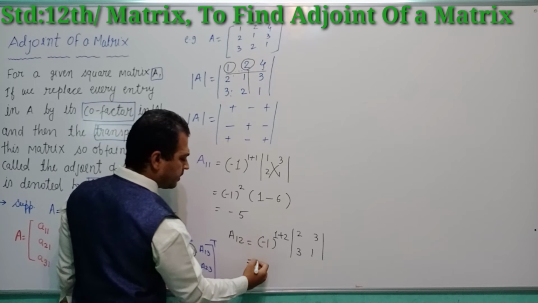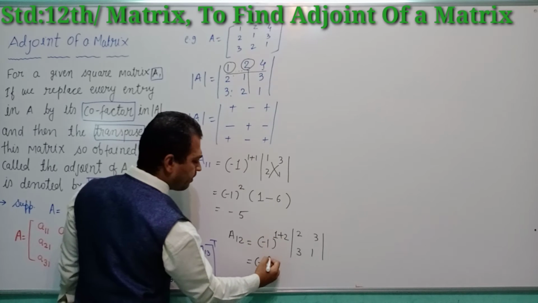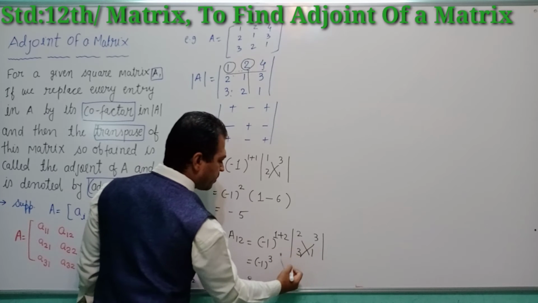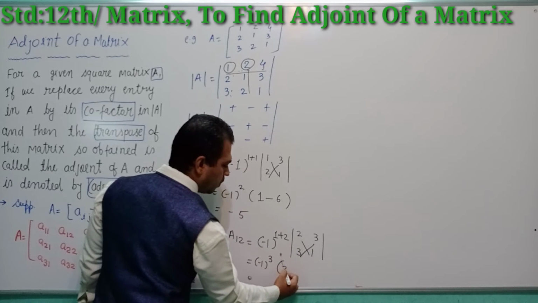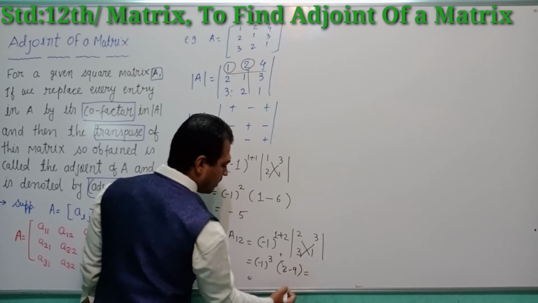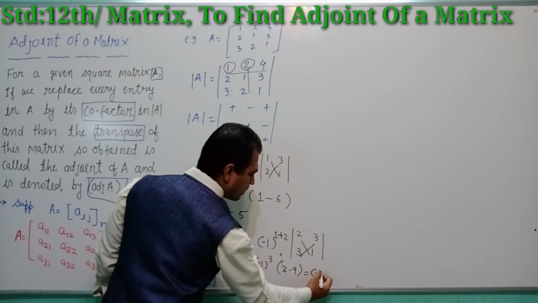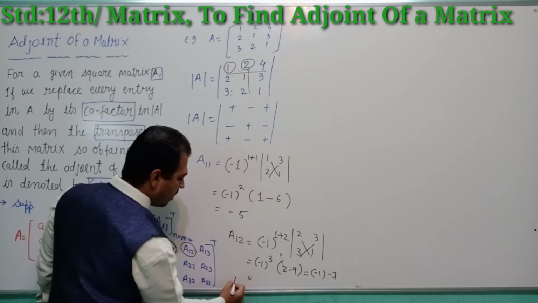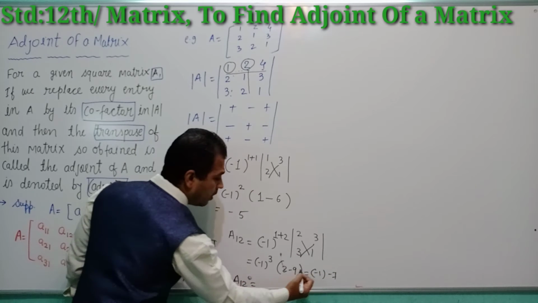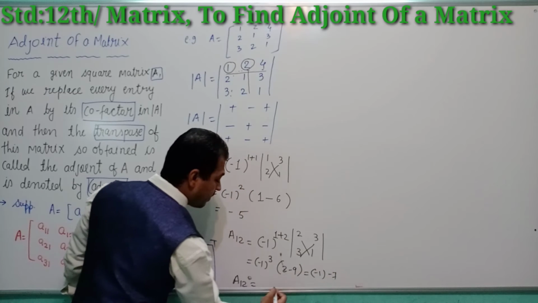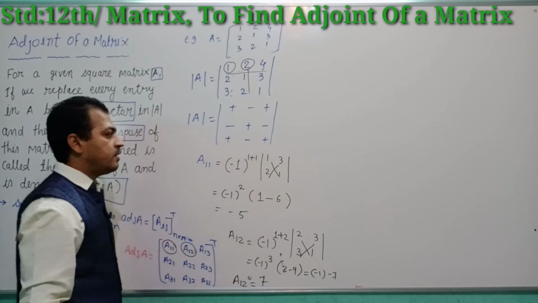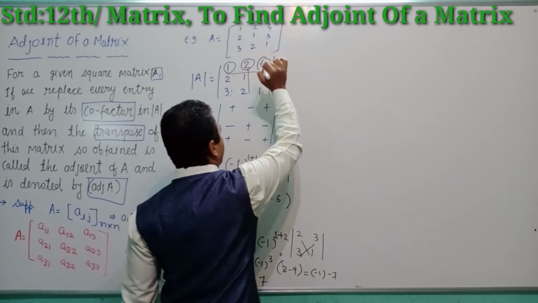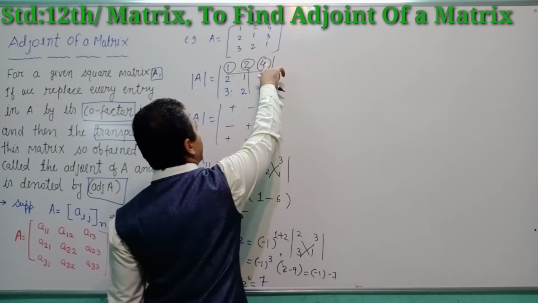So minus 1 whole is to the power 3, using the Cramer's rule. 2 minus 9, so this will be minus 1, and here you are getting minus 7. So the value of A12 is minus 1 into minus 7, which is plus 7. Similarly students, find out A14, A13.